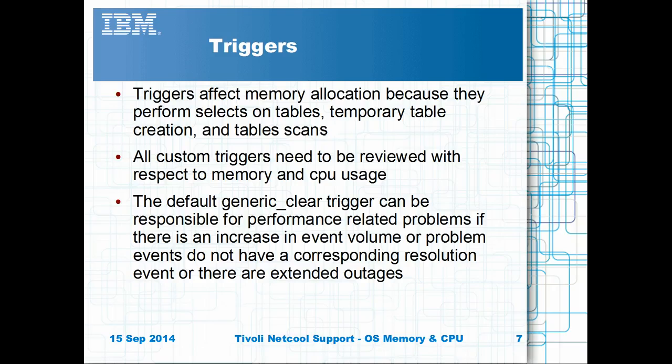Triggers affect memory usage as they perform selects on tables and use the internal temporary tables. It is therefore important to test trigger customizations and observe memory usage. A generic clear uses a temporary table and performs table scanning of the alerts.status table, which can grow in size. The generic clear trigger can therefore be responsible for increased memory usage. Always ensure that dynamic tables such as alerts.status are kept to a minimum size and are actively maintained.